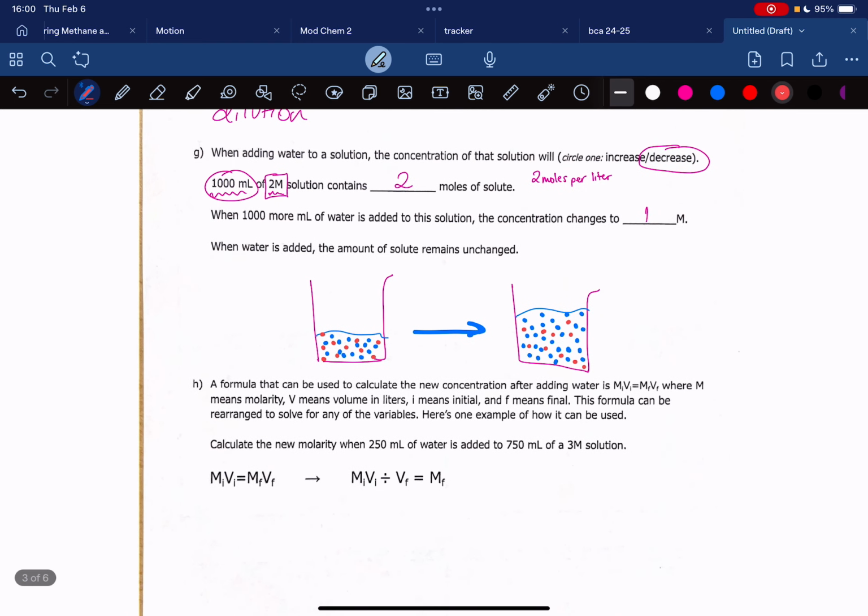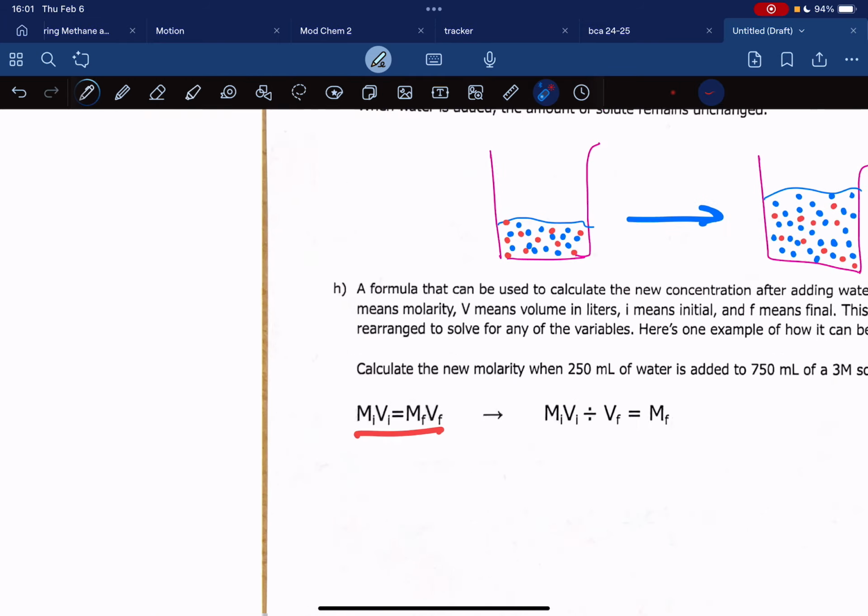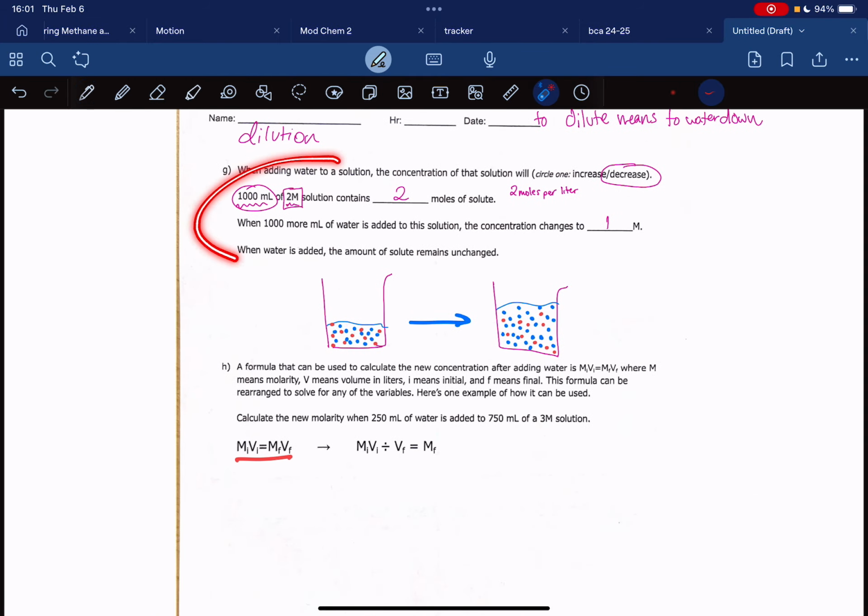Okay, let's talk about why that's important or why we care about that. There's this formula that we can use to calculate what the new concentration is after we add water to a solution. And that formula is this right here. I'm going to talk more about this in the next video, the dilutions video, but this basically means our initial molarity times our initial volume is going to be equal to our final molarity after diluting, multiplied by our final volume. So let's work this example up here first.